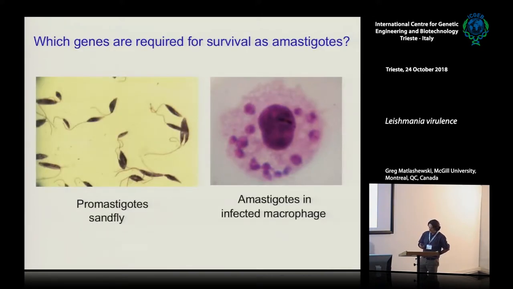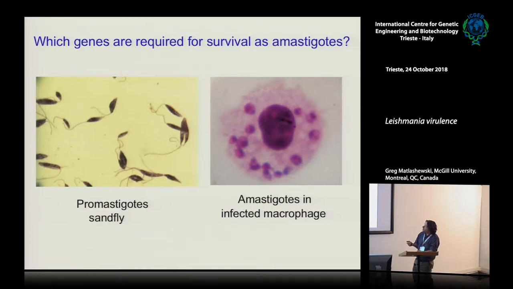When I entered the field, the question we looked at is that you have two stages of the parasite. You have the promastigote stage, which is shown here, and then you have the amastigote stage, which is shown here. And an obvious question is, what's the molecular biology? How does it change from one stage of the parasite to another stage? Are there genes which are expressed here but not expressed here?